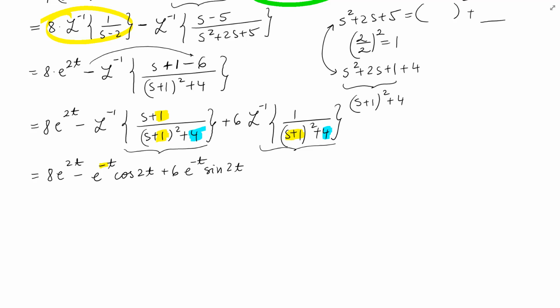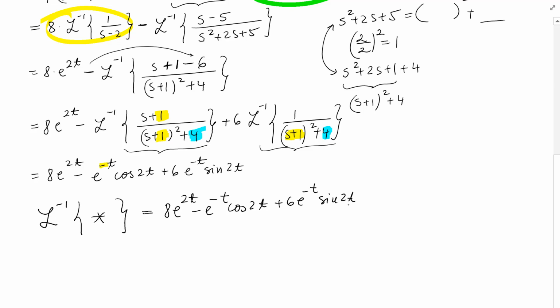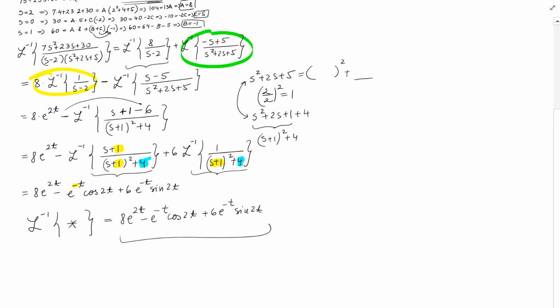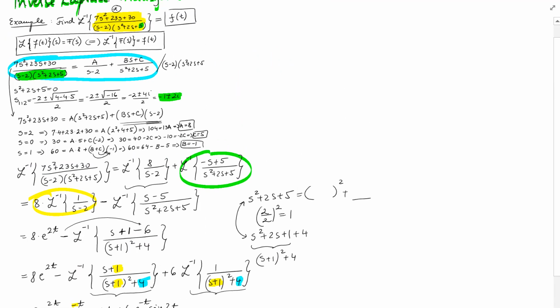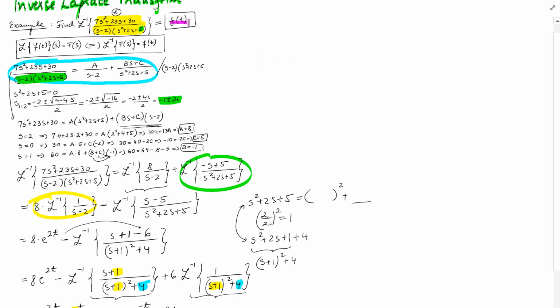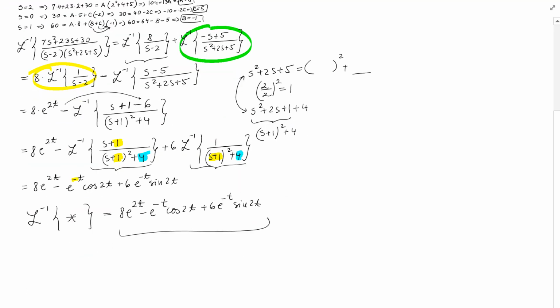So what did we find? We found that the inverse Laplace transform of that whole expression we had is equal to 8 e to the 2t minus e to the negative t cosine of 2t plus 6 e to the negative t sine of 2t. So this is what we found. We found this f of t function. Our f of t is this one. So we had a function in s, and we ended up with a function in t. This is what the inverse Laplace transform does.